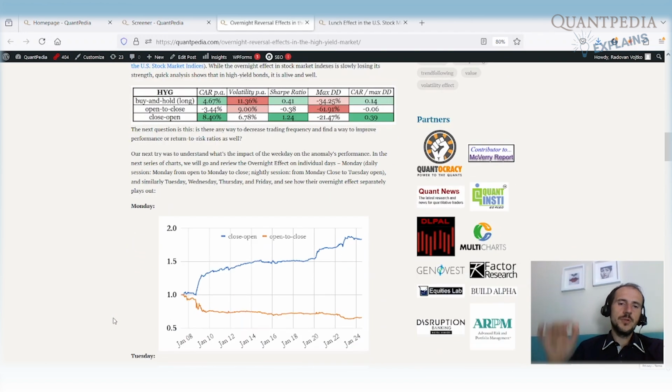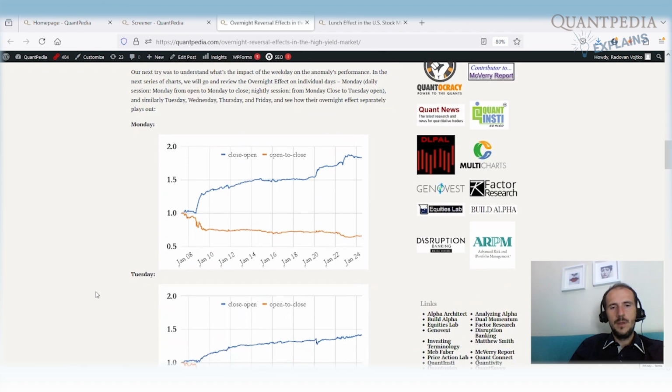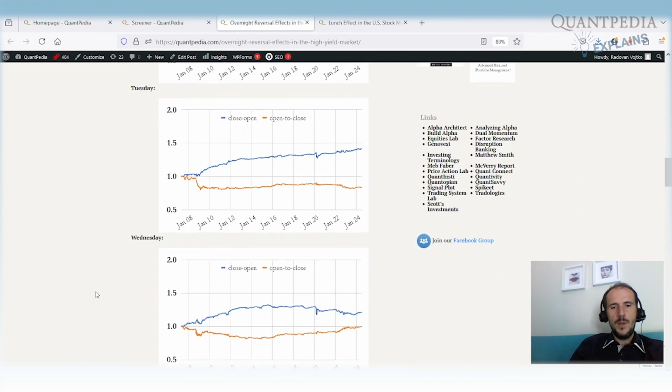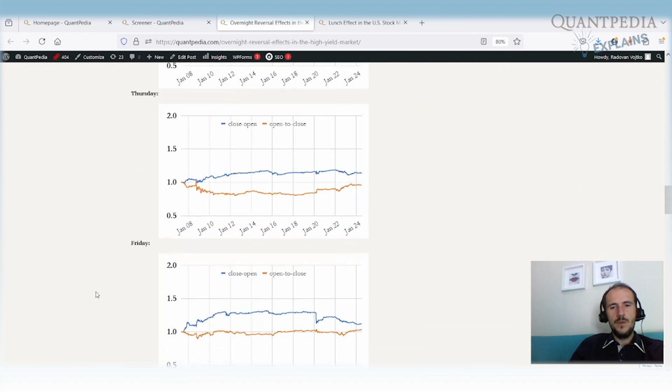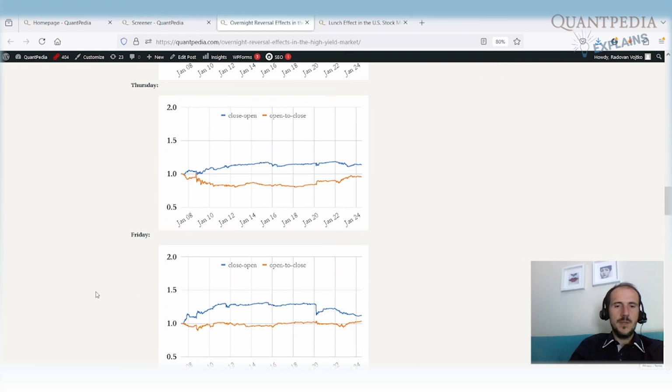The first option is to try to run the seasonality test. So try to see if there are some days in a week in which this effect is more significant than in others. So here we have another 5 charts, and they show the performance of the close to open session and open to close session every day. Here we have a Monday, here we have a Tuesday, Wednesday, Thursday and Friday, and you can see by yourself that there is significant seasonality.